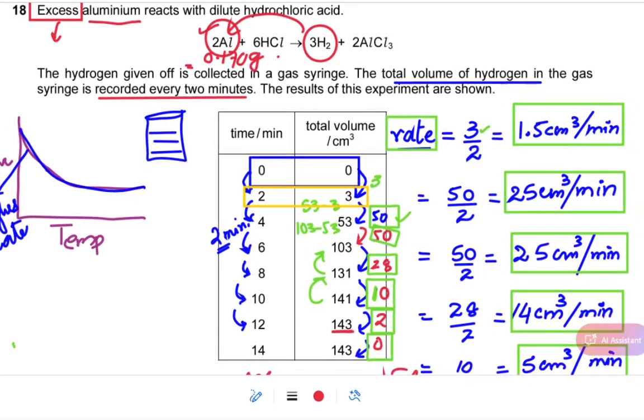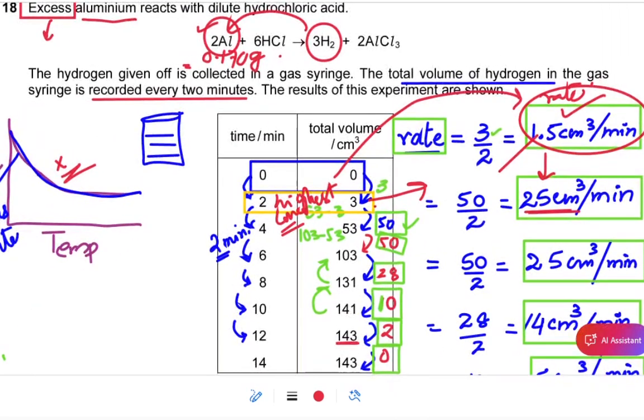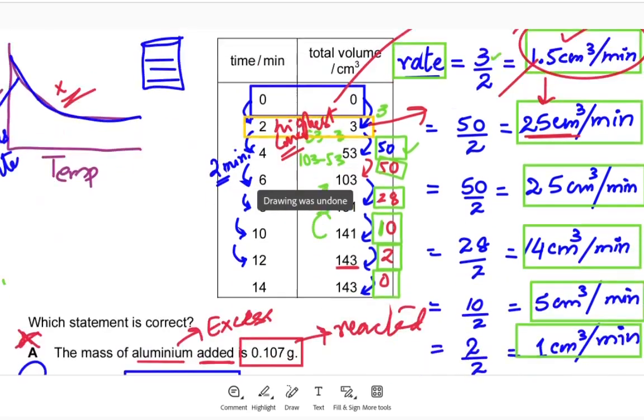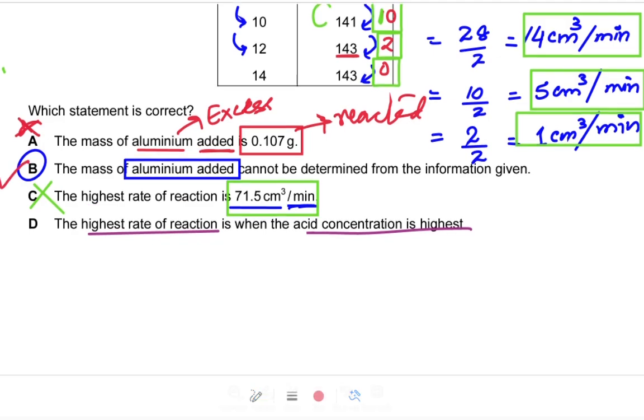So you people can focus on all of these options and clearly try to understand what we have done in this experiment. The correct option for this MCQ is B. So B is our correct option. Now we will move on.